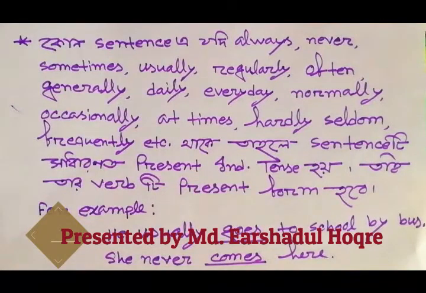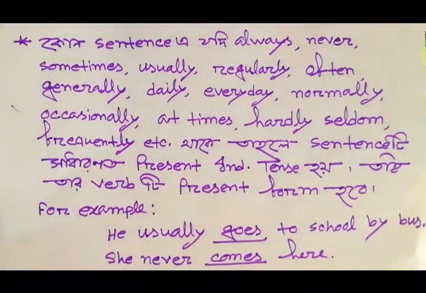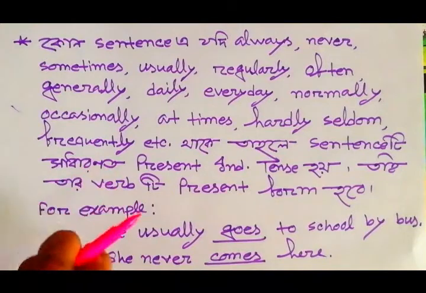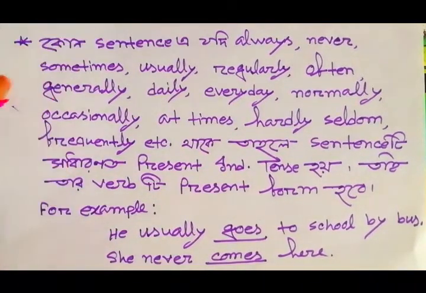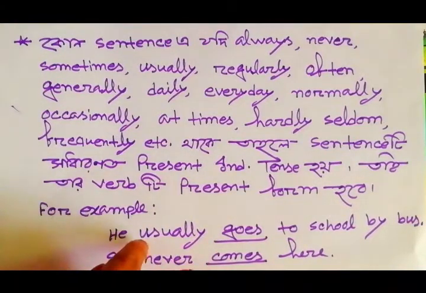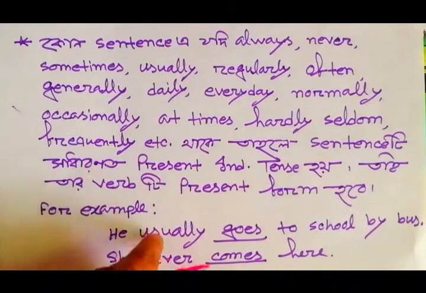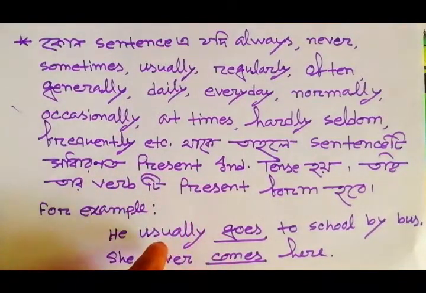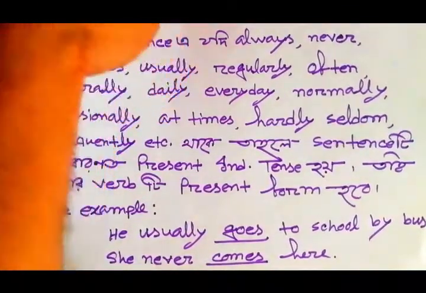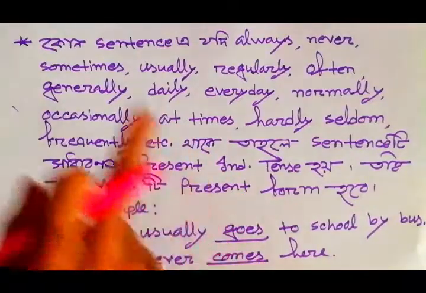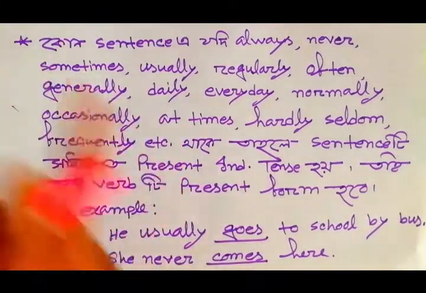My dear students, please listen to me and follow the example. I have the first example: He usually goes to school by bus. Please pay attention to the example. He usually goes to school. If you look at the sentence, usually is present in the sentence. We know if you find usually in any sentence, the sentence is present indefinite. For this reason, we can easily say the sentence is present indefinite. So when we use the verb in the blank, we'll follow the structure of present indefinite.